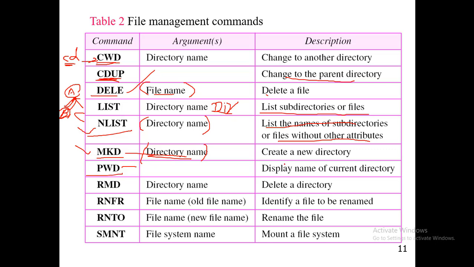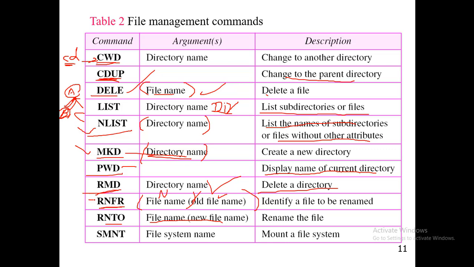The next one is pwd. Pwd will show you the name of the current directory, that is, which directory you are at this time. And the next one is rmd. It will delete a complete directory. Instead of deleting a specific file, you can also delete a complete directory, and for that you can use this rmd command.